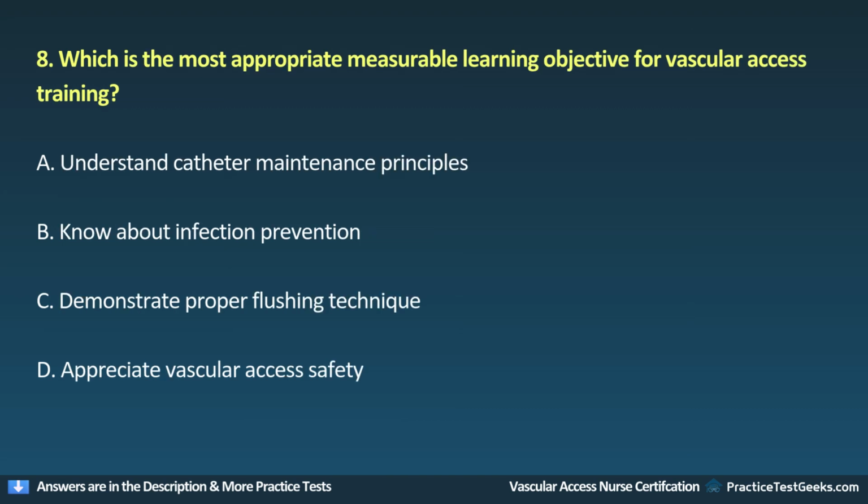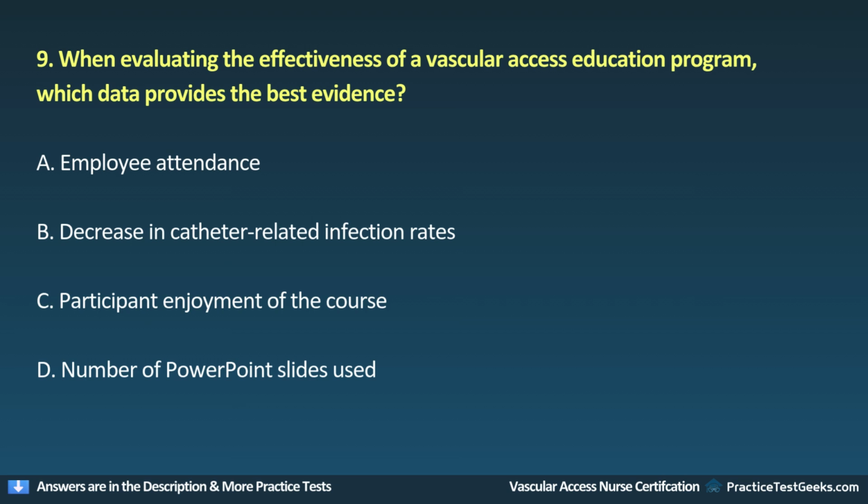8. Which is the most appropriate measurable learning objective for vascular access training? A. Understand catheter maintenance principles. B. Know about infection prevention. C. Demonstrate proper flushing technique. D. Appreciate vascular access safety.